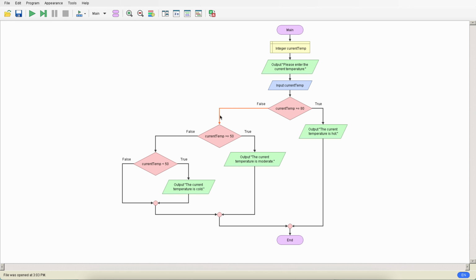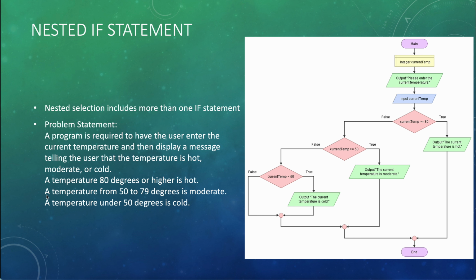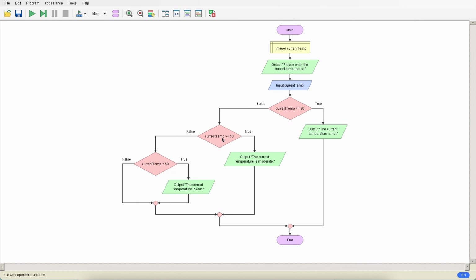If it is not true, then we have a second if statement. It will check to see if the current temperature is greater than or equal to 50 degrees. And then if it is, it will say the current temperature is moderate. Now you might wonder, in our problem statement, it said that a temperature from 50 to 79 degrees is moderate. So why in our if statement here do I have current temp greater than or equal to 50? I don't have anything about 79.